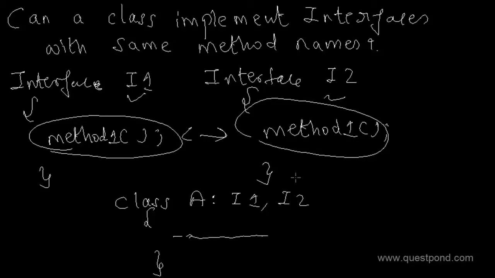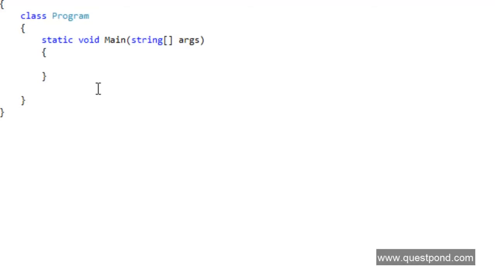In order to understand this, we'll first go to our Visual Studio. We'll try to create two interfaces, implement them in the class and see what happens, and then we'll try to answer this question in a better manner. So here's a simple console application which I have created. Let me first create a simple interface here.